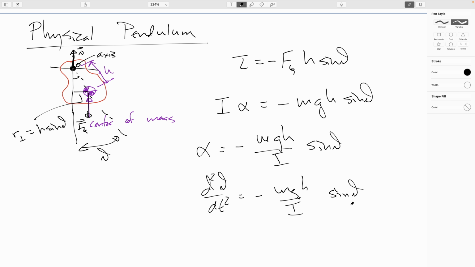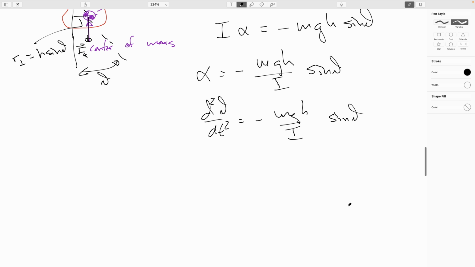Now, I'll just say these things are nasty beasts. But you can start to look and say, is there any way I can cheat this a bit? Is there some way I can coax this into the form I know? And the answer is yes. What if we keep the angle small? So we can make what's called the small angle approximation.